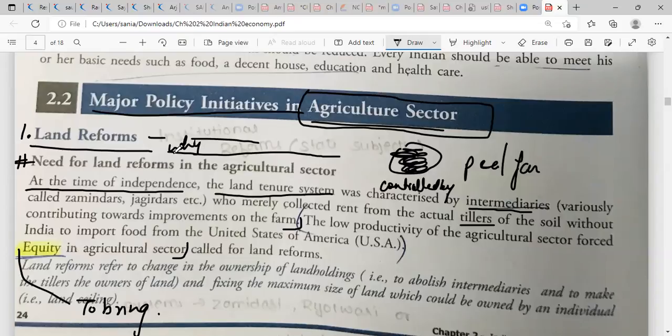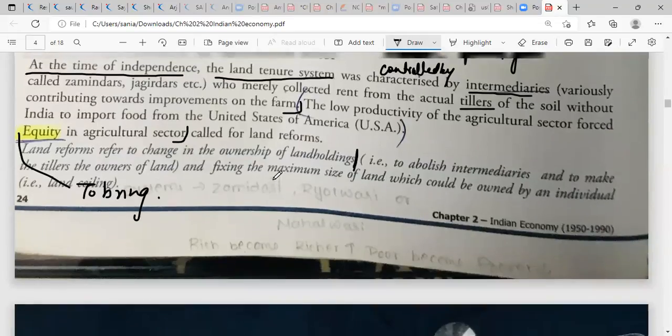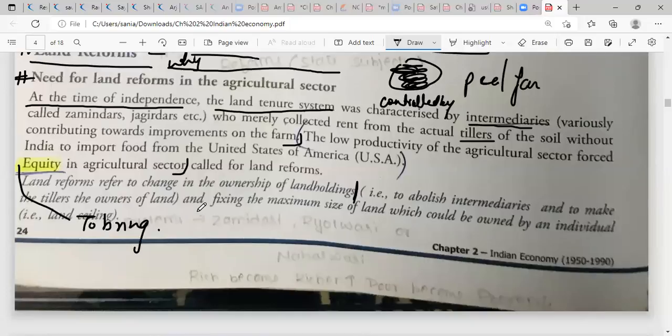Then you can again give a heading, land reform, and just write: land reform refers to change in ownership of a land holding. If you don't have space, you can also write it as the definition of land reform. Land reform means changing the ownership of a land holding and fixing the maximum size of land which can be owned by an individual. Okay. Just don't write this one. Just write: land reform refers to change in ownership of a land holding. That's it.